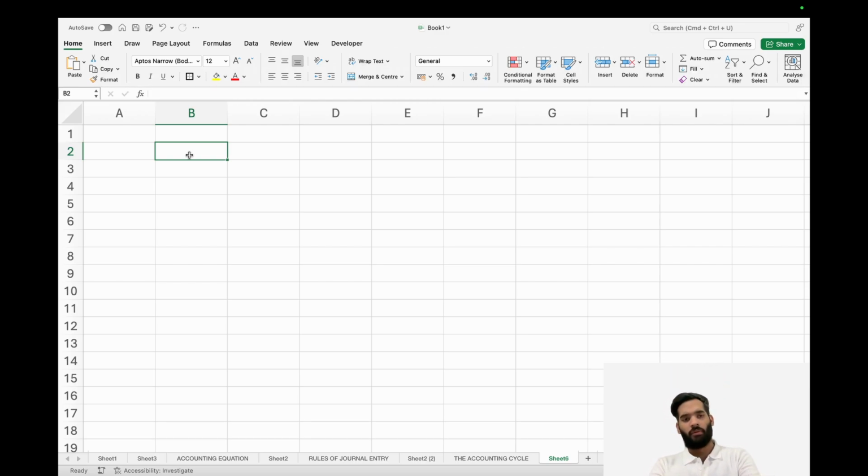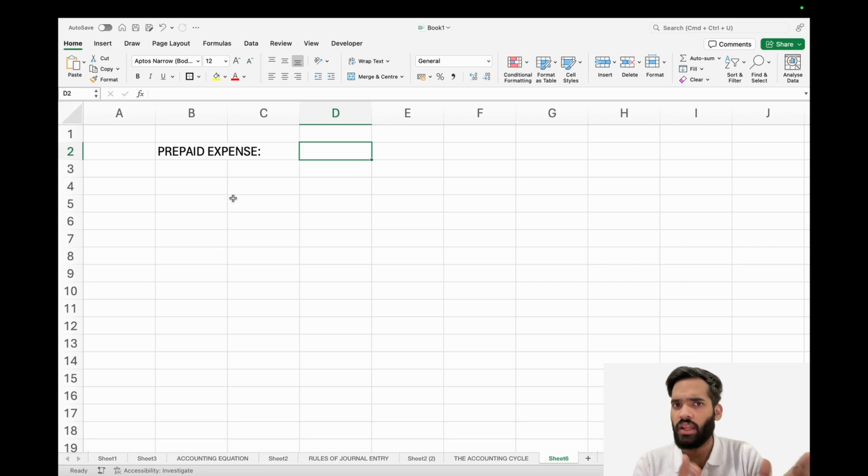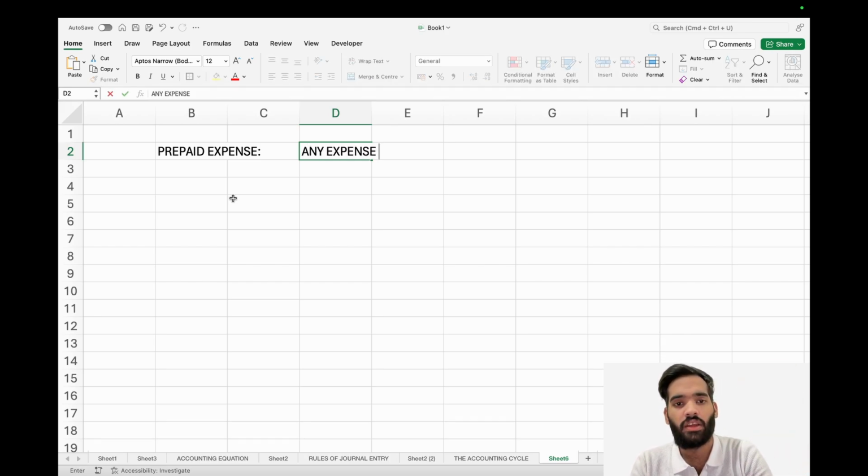So before anything about the adjusting entries, we do need to talk about some basic terms first, so we can understand what we do in the adjusting entries. There's something called prepaid expense that you have to understand. Prepaid expense is exactly what the name suggests. Prepaid expense means expense that is paid before it is used, right? Prepaid is paid beforehand, so any expense that is paid in advance.